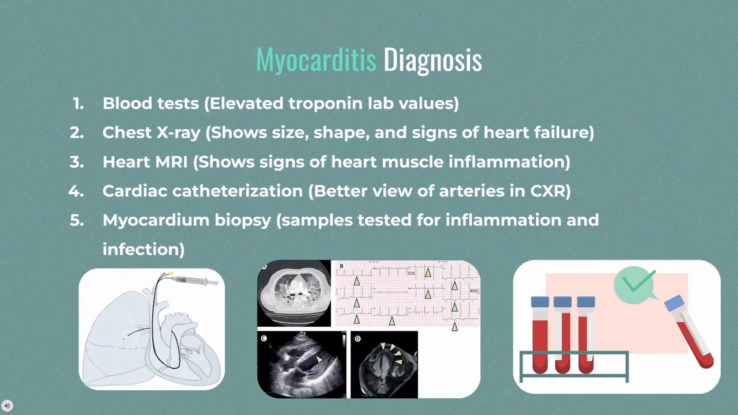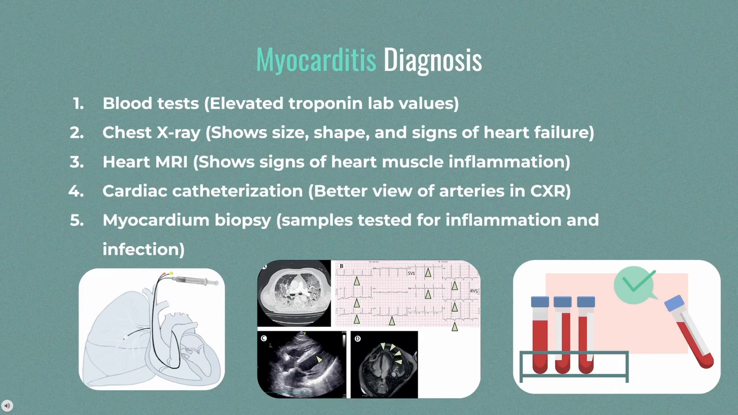Myocarditis diagnoses include blood tests. Cell damage can be represented by elevated troponin levels. Chest x-rays can see the size and shape of the heart and see signs of heart failure. Heart MRIs can see detailed images of the heart's size, shape, and structure, will also show signs of heart muscle inflammation. Cardiac catheterization and heart muscle biopsies.